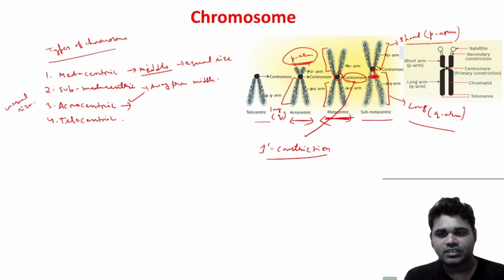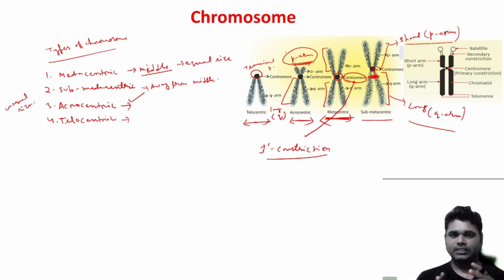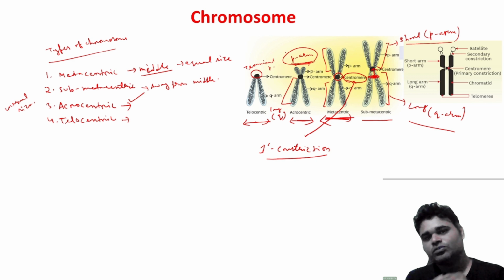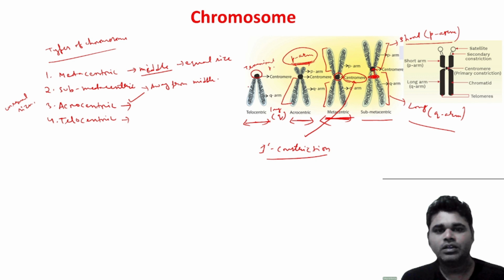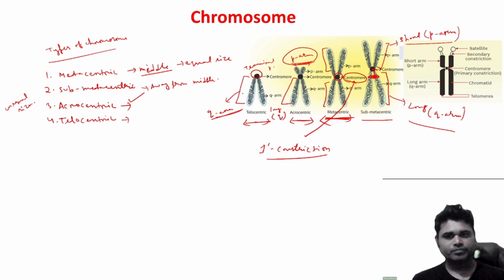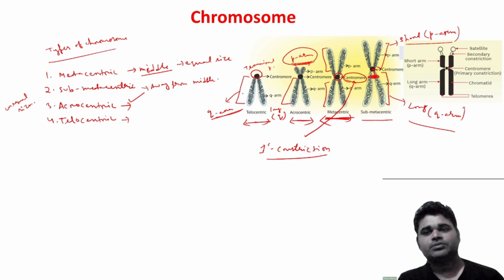Another is the telocentric. The telocentric means the centromere is transferred exactly to the terminal part. After transferring the centromere to the terminal part, now only one arm can be formed and this arm is called the Q arm. Why? Because already it is very long. So these are the different types of chromosome on the basis of the presence of the centromere.